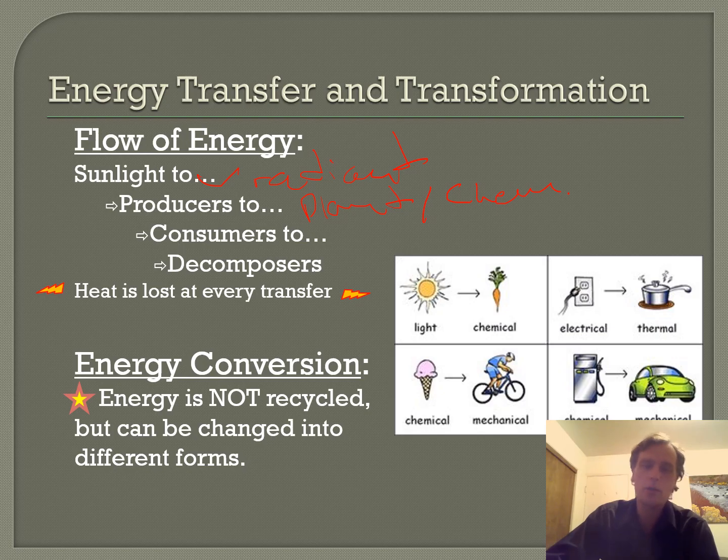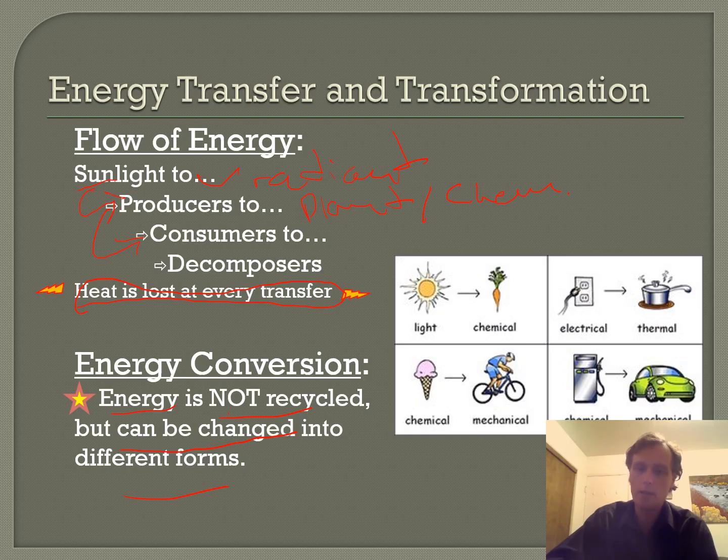Every time energy is converted from one form to another, sunlight to chemical energy, and then from one chemical form to another chemical form, heat is lost in every type of energy transfer and transformation. So, in conclusion, energy is not recycled, and it can be changed from one form to another.